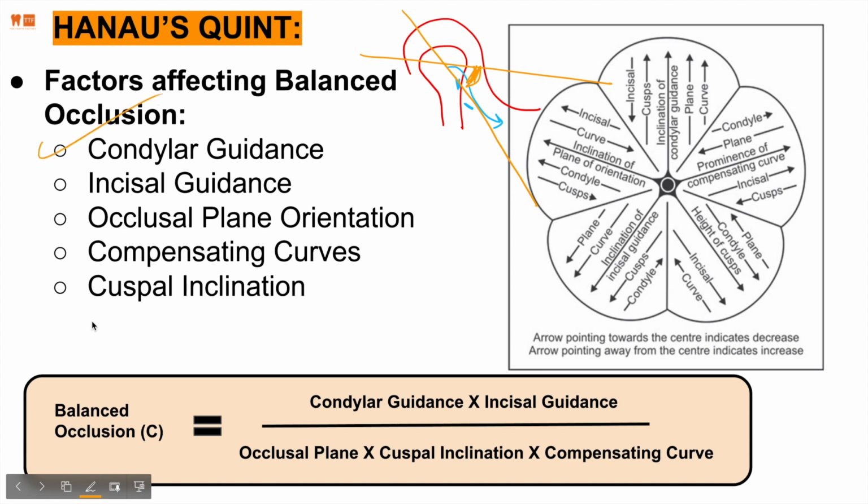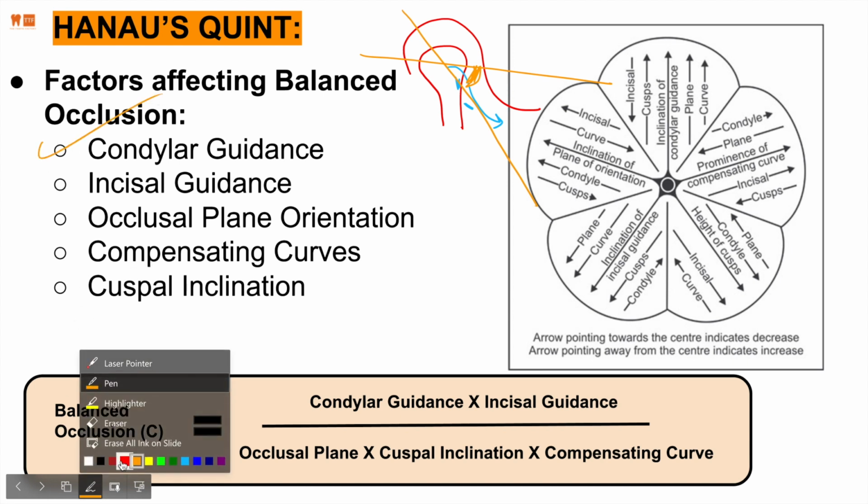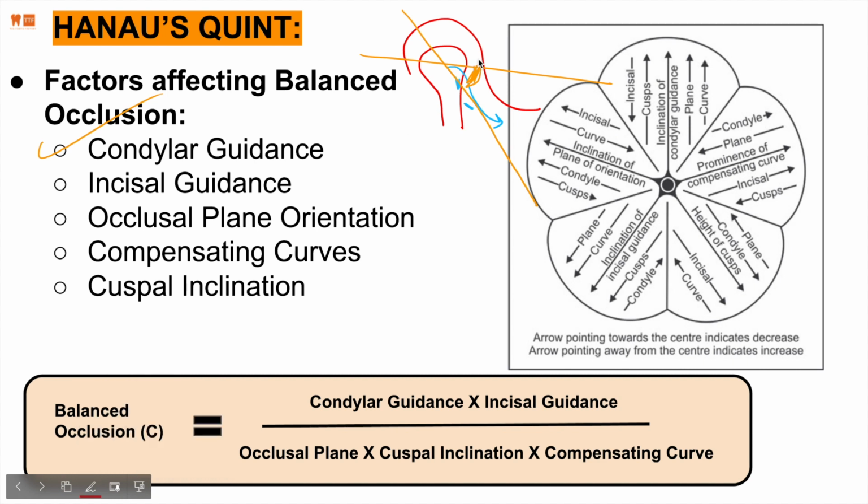Now, do you guys really think we have the capacity to artificially change this angle? We can't. It has to do with the glenoid fossa and the condyle itself. So it's natural. Something that is natural we cannot change.